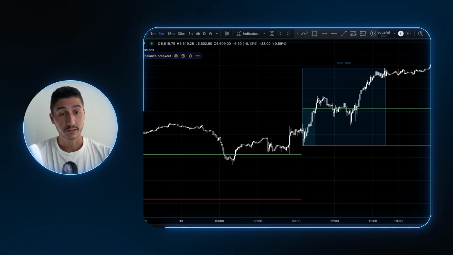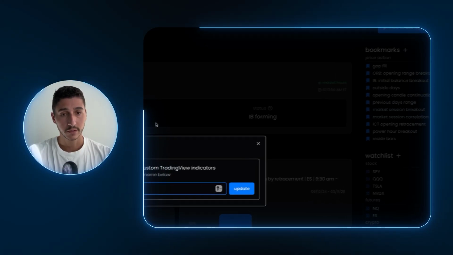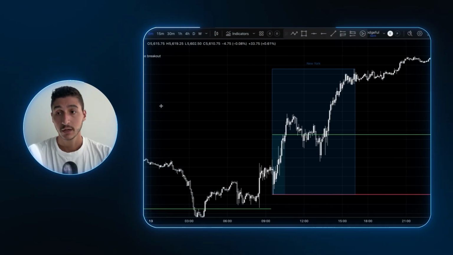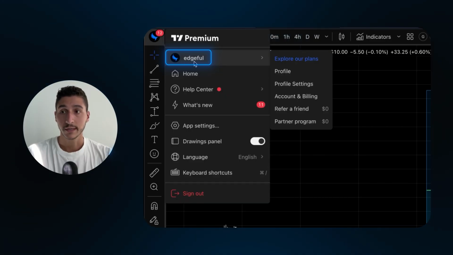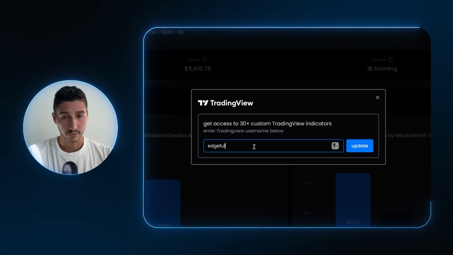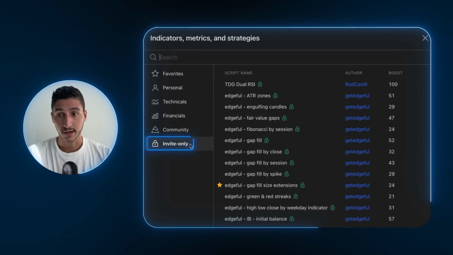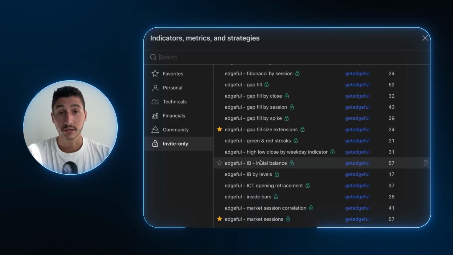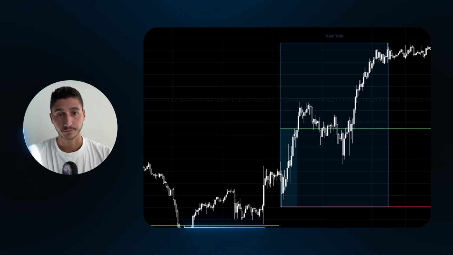If you want access to these indicators, you can go right here on Edgeful and you can click this button. You're going to see we're going to ask you to put in your TradingView username. That's right over here. The way you can find that is at the top left of your TradingView app. And then you're going to see right over here, my username is Edgeful, yours will be something else. Put your username in right over here, and then you'll see in your TradingView, in your indicators section up top, the invite only appear, and you're going to see all of these indicators. The one that we're using right now is the initial bounce and the market sessions right over here.